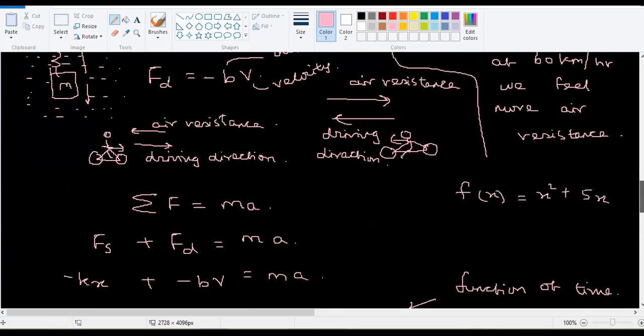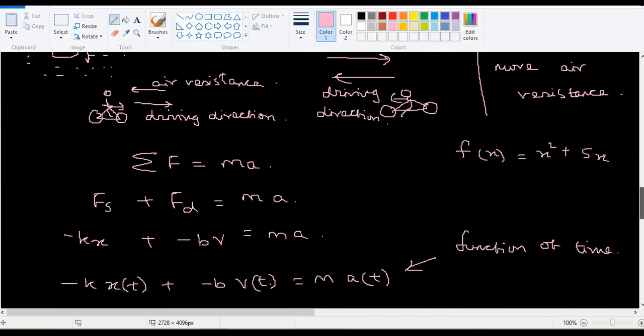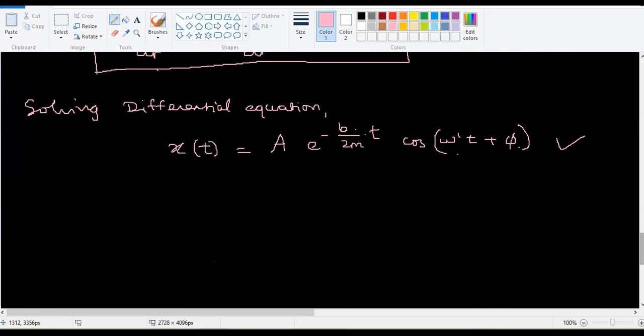As I told you at the very beginning, amplitude is not a constant. As time progresses, the amplitude keeps changing. Maybe it's 5 centimeters here, 4 centimeters here, 3 centimeters here, 2 centimeters. So it keeps decreasing very quickly. So take it down: amplitude is also a function of time.